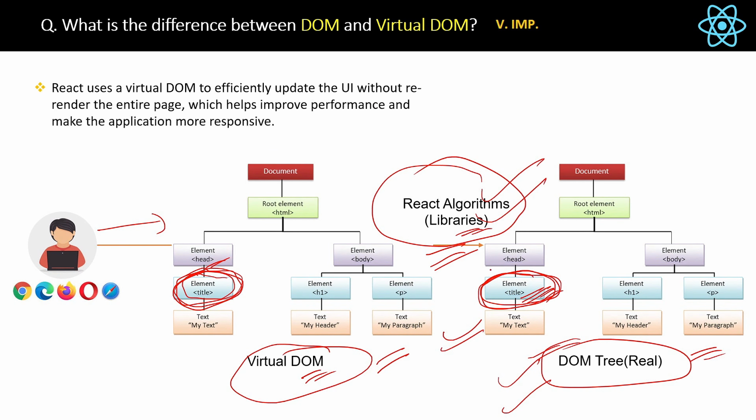You can also say that React uses a virtual DOM to efficiently update the UI without re-rendering the entire page, which helps in improving the performance and makes the application more responsive. Now you know the differences between the DOM and virtual DOM. There is one more point here. More than one virtual DOM can be created by React. That totally depends on the React library's dynamic algorithms. So it's possible, but as a developer you need not bother about those background details, because that is the job of React only. React will handle that. And that's it. That's the answer to this question.